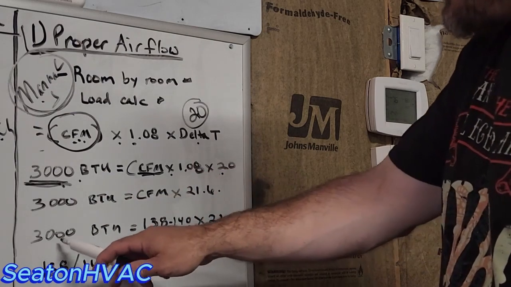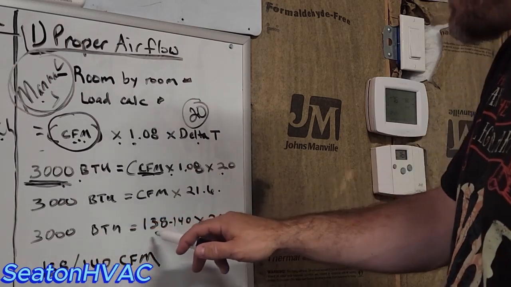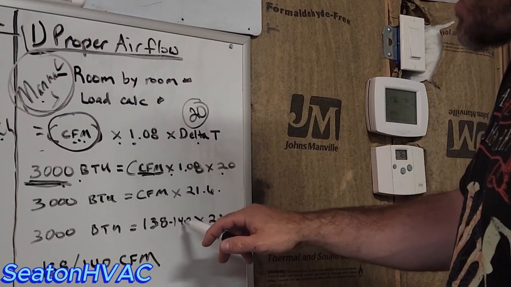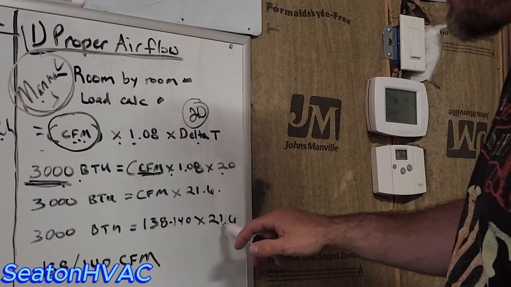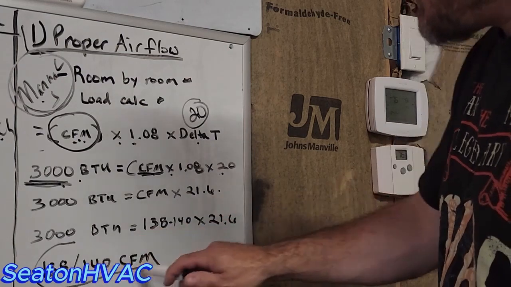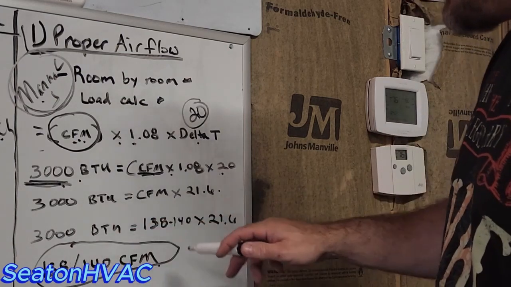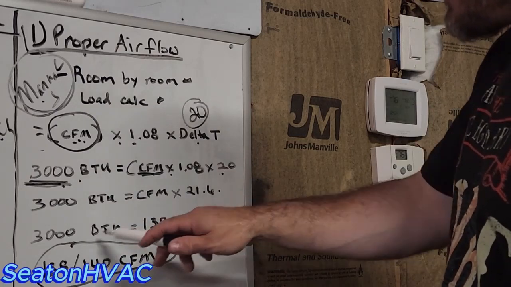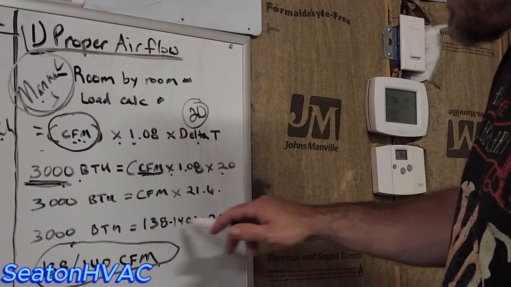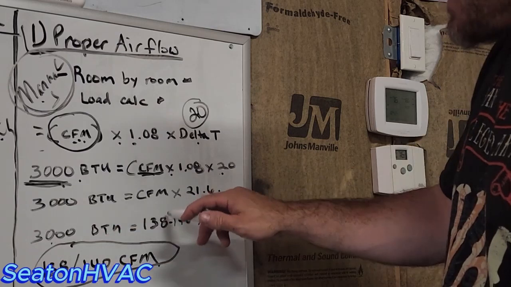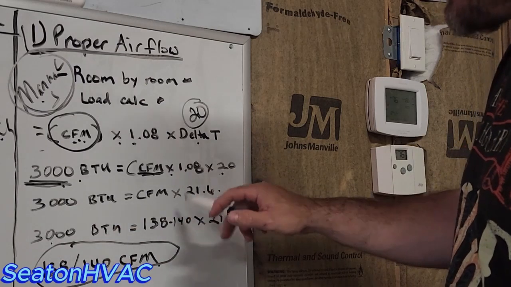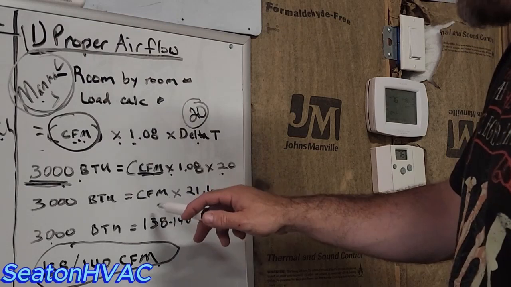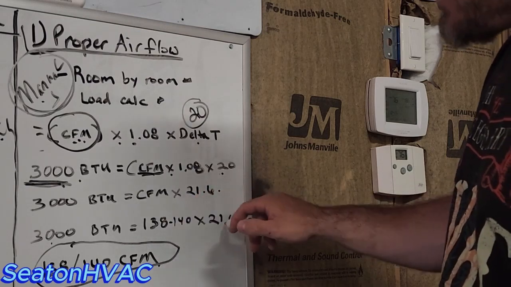That then converts to 3,000 BTUs equals somewhere between 138 to 140, you know, there's percentages in there, times 21.6. So this is how many CFM we would want for that room. Now, how did we come to that number? If you take 21.6 and divide it by 3,000, that gives you this number. It's like 138 and some change, 139, somewhere in there. But that's how you get that.